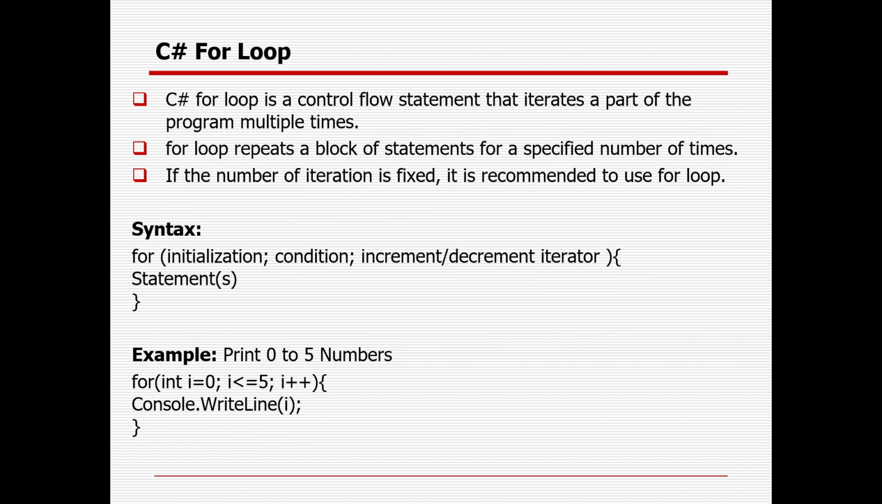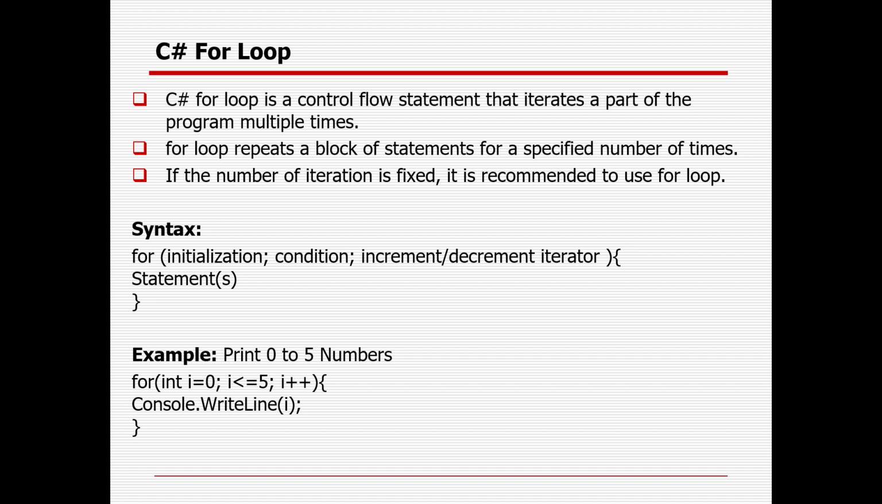So what is for loop? The C-Sharp for loop is a control flow statement that iterates a part of the program multiple times. A for loop repeats a block of statements for a specified number of times. If the number of iterations is fixed, it is recommended to use for loop. So there are three kinds of loop: for loop, while loop and do while loop.